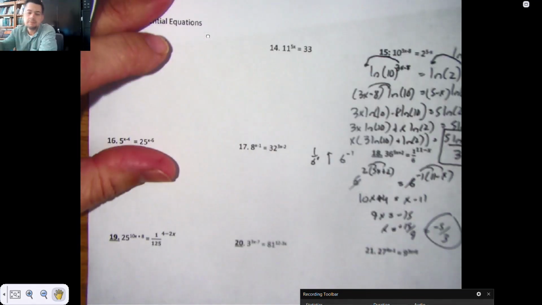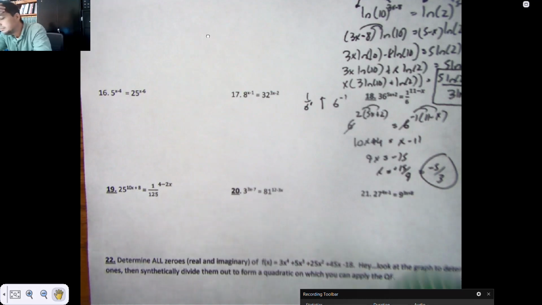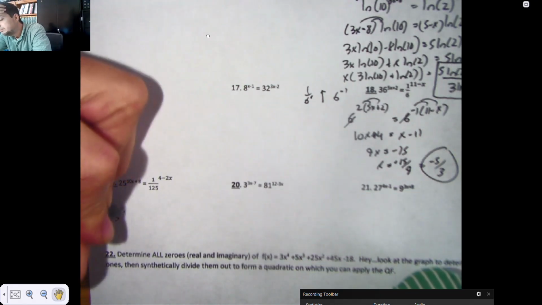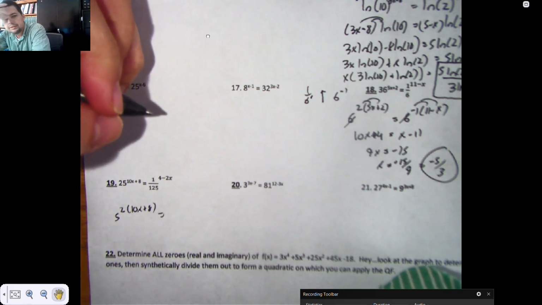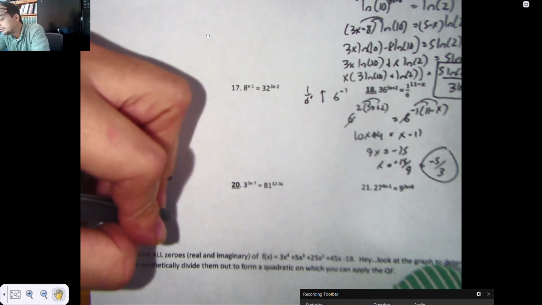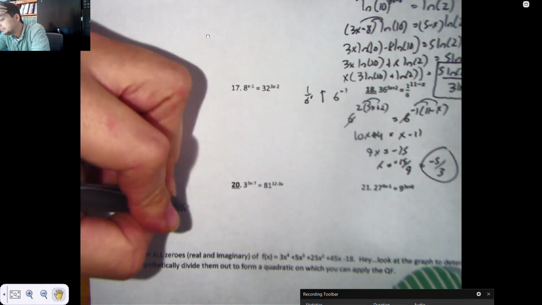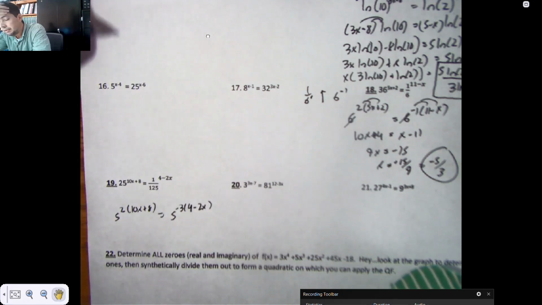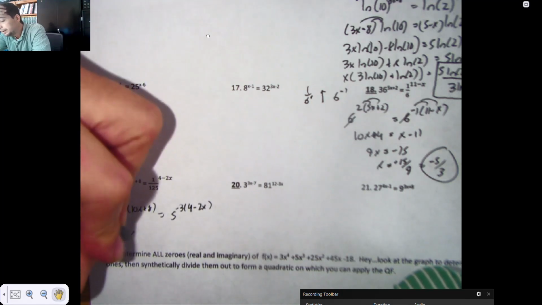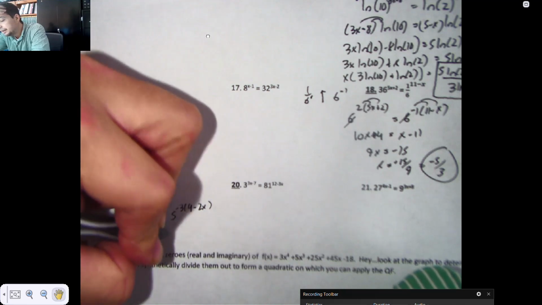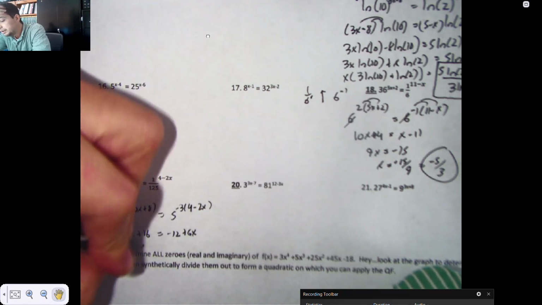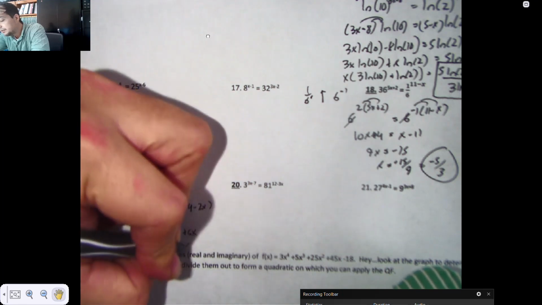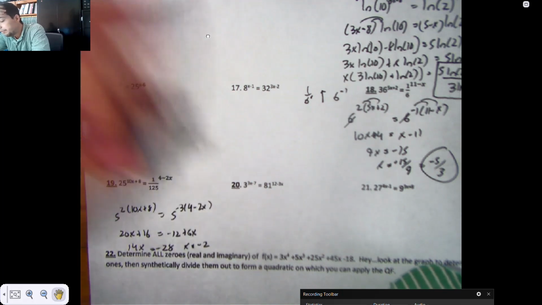19 and 20, they're highlighted. 25 is a 5 squared. 1 1/25, this has probably been done in your notes somewhere, is a 5 to the negative third. Distribute: 20x plus 16 is negative 12 plus 6x. They give me 14x equals negative 28. The x value is negative 2.